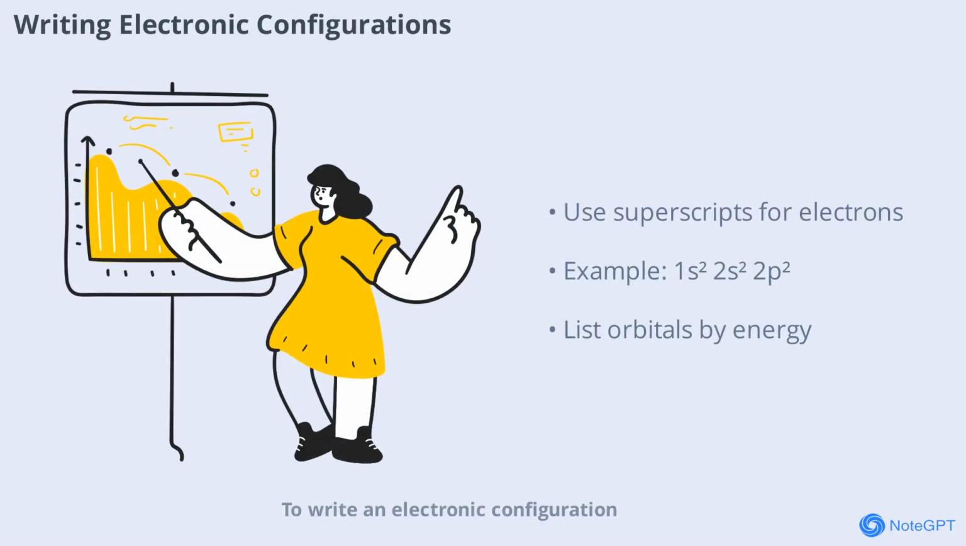To write an electronic configuration, we list the occupied orbitals in order of increasing energy, indicating the number of electrons in each with a superscript. For example, hydrogen's configuration is 1s¹, while carbon is 1s² 2s² 2p². This notation provides a quick way to visualize how electrons are distributed in an atom.